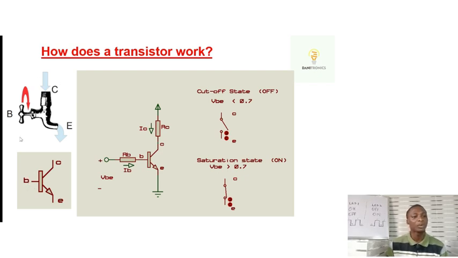Similar to this tap, you can see this tap too has 3 parts: we have the control knob, we have the inlet, and we have the outlet. So we can use this analogy to explain how a transistor works. The way our tap works is very simple. Based on the control you give on the knob, water will either flow through the tap or water will not flow. Once you open the tap, water flows. Once you close the tap, water doesn't flow. That's how a tap works.